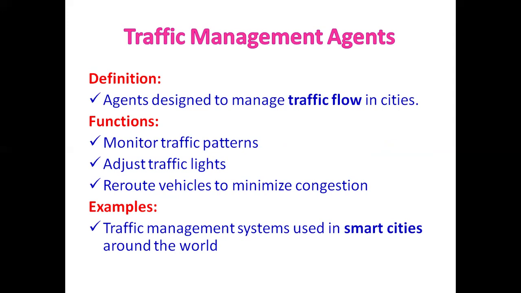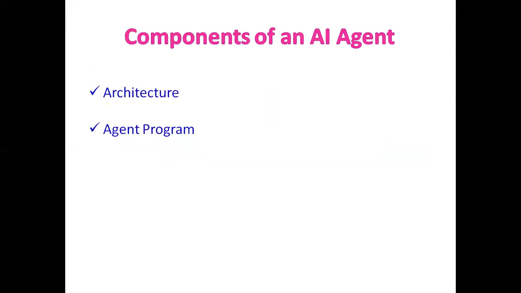By analyzing data, they can optimize traffic flow and minimize delays. Such systems are integral to smart cities around the world, where they help improve urban mobility, reduce pollution, and enhance the overall driving experience for commuters. Next, the main components of AI agents are architecture and agent program.